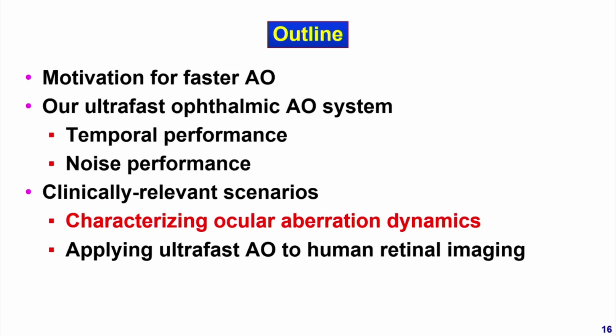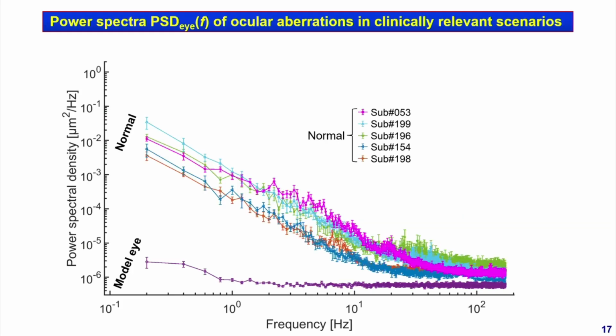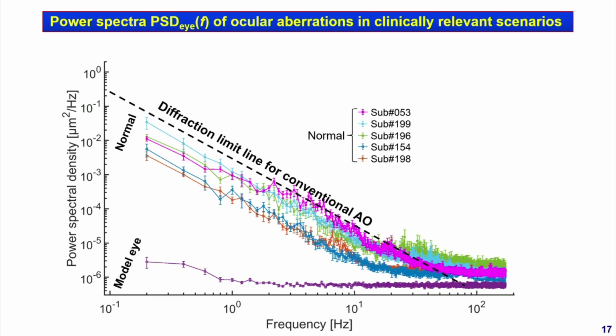Then, we use our high-speed wavefront sensor to characterize the ocular aberration dynamics in multiple clinically relevant scenarios, which is poorly understood. We measured ocular aberration over 5 seconds and computed the power spectrum. These are the power spectra for 5 subjects acquired under a normal condition where AO systems typically operate. They are below this line, showing that conventional AO is fast enough to reach the diffraction limit.